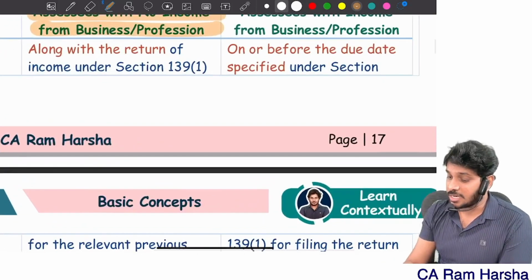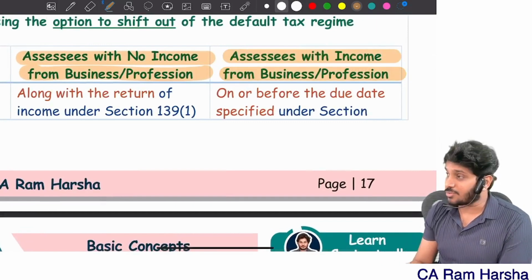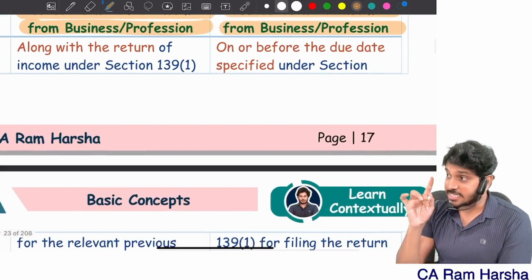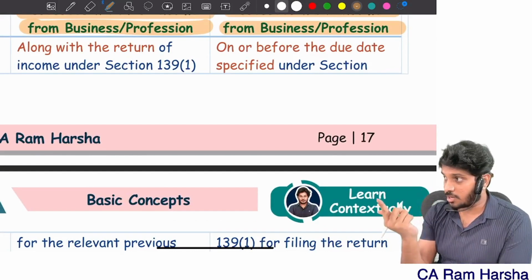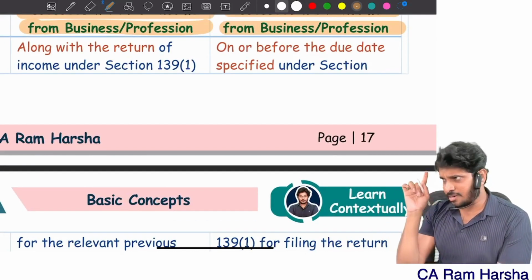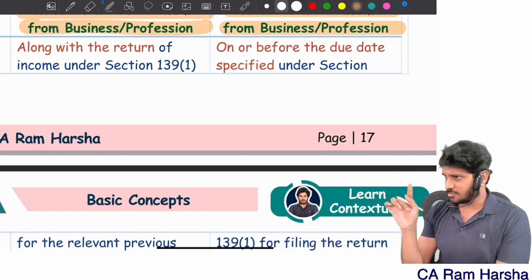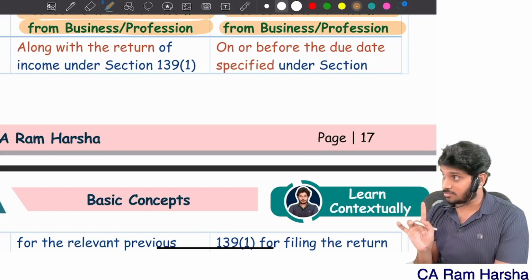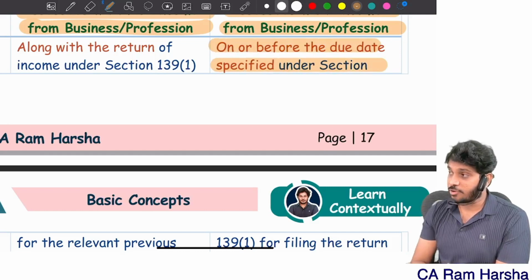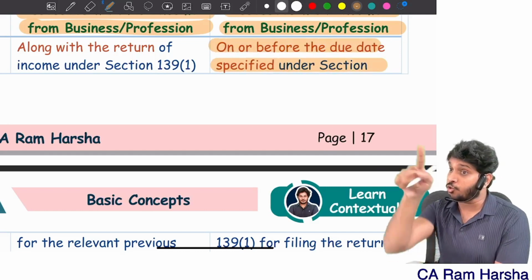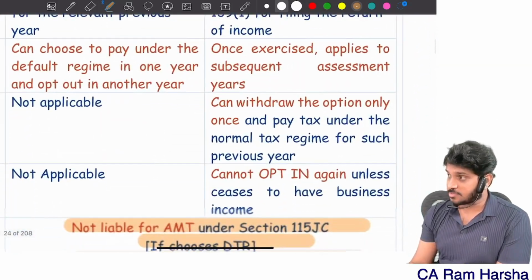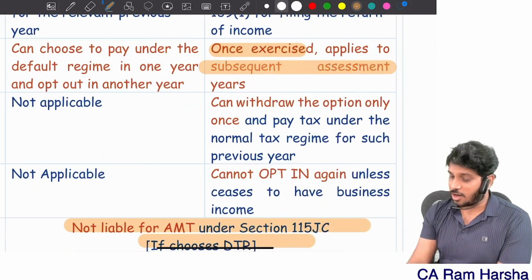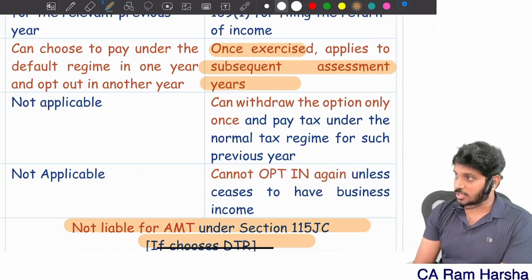But an SSE who has PGBP income must exercise this option, whether to go with default or normal. With the normal regime, the AMT provision is applicable. We will see all that. You must choose default before filing the IT return, before the due date. Once exercised, all subsequent years are default only.